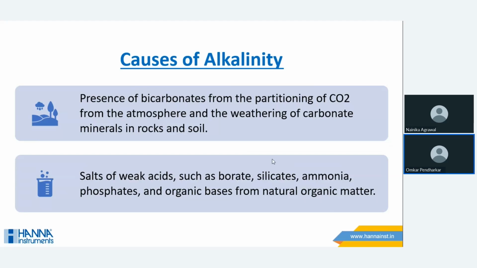When the water flows through the earth's surfaces, some minerals from the rocks and soils can get dissolved in the water in form of carbonates and bicarbonates, which can make the water alkaline. This is the major reason for the formation of alkalinity in the groundwater. Along with this, some salts of weak acids such as borates, silicates, ammonia, phosphates, and organic bases from natural organic matter can also cause the alkalinity.